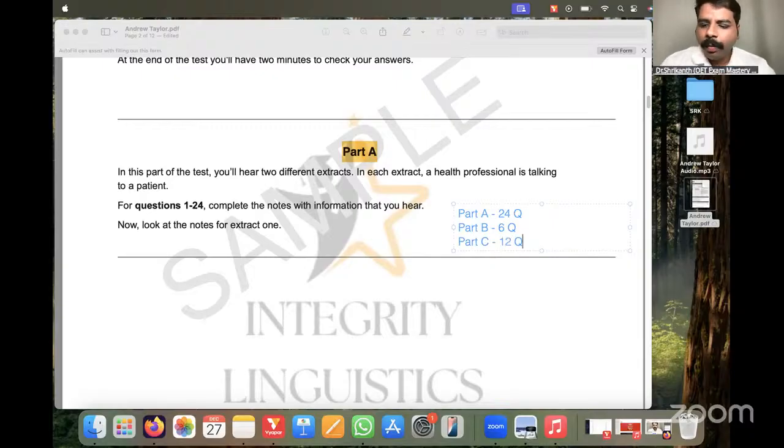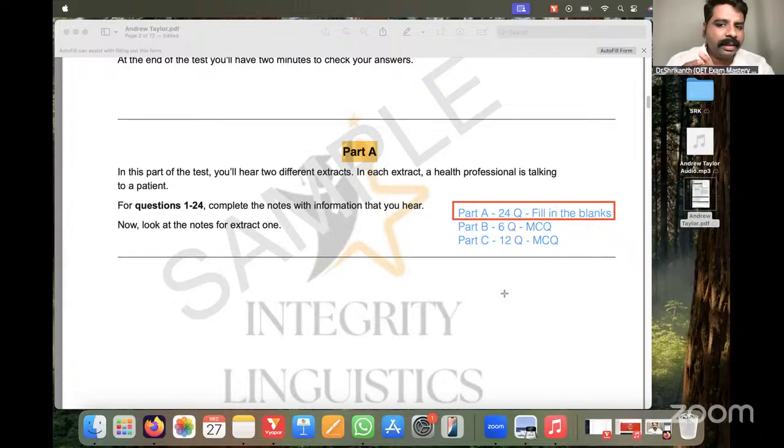Part C is all multiple choice questions. Part B is also multiple choice questions. But listening Part A is not multiple choice. It is basically fill in the blanks. You will have 24 fill in the blank questions. Therefore, listening Part A is unique compared to listening Part B and Part C, so the strategies for listening Part A are completely different.